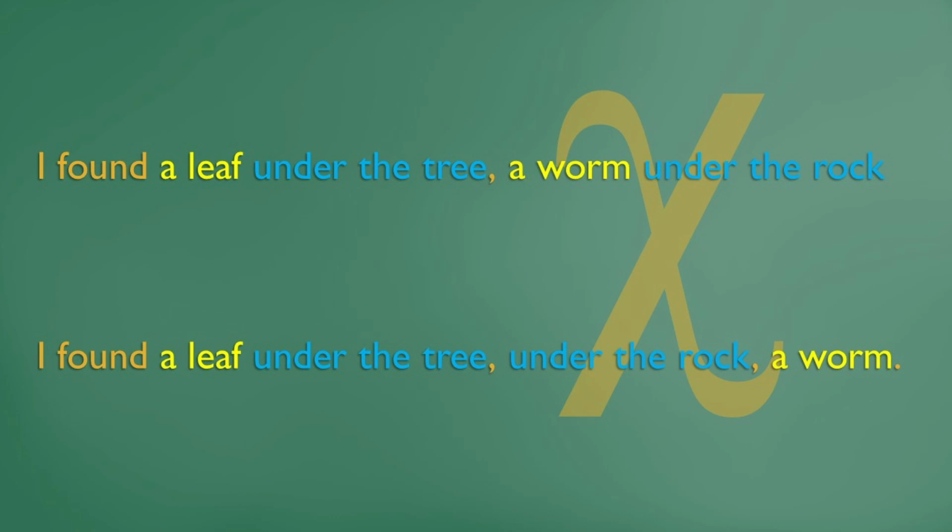In the first phrase, we get the object before where it was found, and in the second, the object comes after the place where it was found. The second part of the sentence is a mirror image of the first, so the structure crosses over itself, just like the lines in the letter chi. Of course, anytime you have an inverted pair of anything, you're dealing with chiasmus.